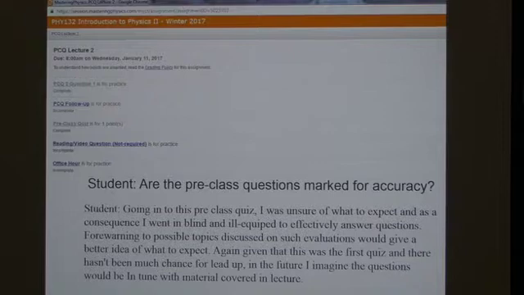So are they marked for accuracy? No. They're marked for effort, okay? Someone here said, going into the pre-class quiz, I was unsure of what to expect, and as a consequence, I went in blind and ill-equipped to answer the questions. Well, first of all, I do tell you the reading, and there's a video, so hopefully that'll help you a little bit. But the whole idea is that I want to know how much of this you know. So if you don't know it, just do the best you can. You're not measured on accuracy.